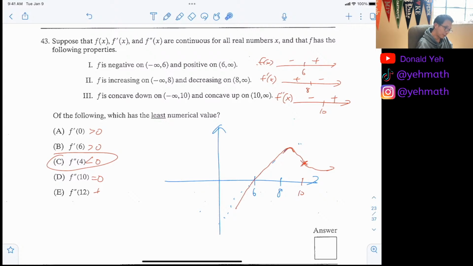You can also see it in the graph. This is all positive, positive. So this is all greater than 0. At 4, it's concave down. So concave down is negative. And here is the inflection point, so it's equal to 0. Here is still concave up, so it's positive. So it's C, it's the right choice.